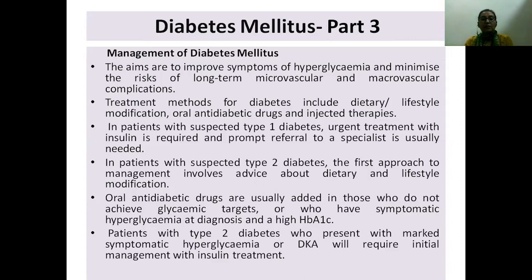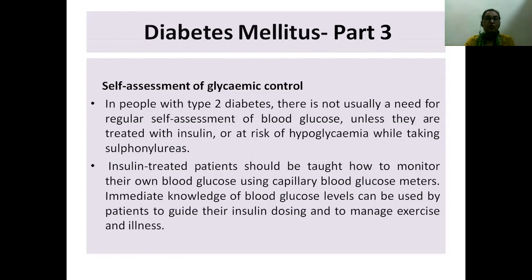Oral anti-diabetic drugs are usually added for those who do not achieve glycemic targets or who have symptoms of hyperglycemia at the diagnosis and a very high HbA1c. Patients with type 2 diabetes who present with marked symptomatic hyperglycemia or diabetic ketoacidosis will require initial management with insulin treatment. So these were the goals of the management of diabetes mellitus.